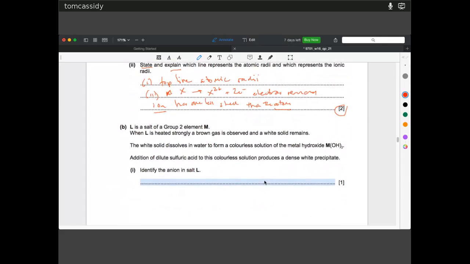So continuing to test your group 2 knowledge here. We've got a salt of a group 2 element, and when we heat the salt, we get a brown gas.